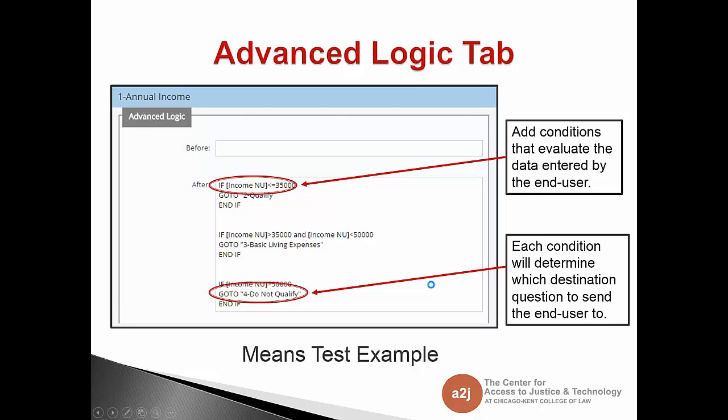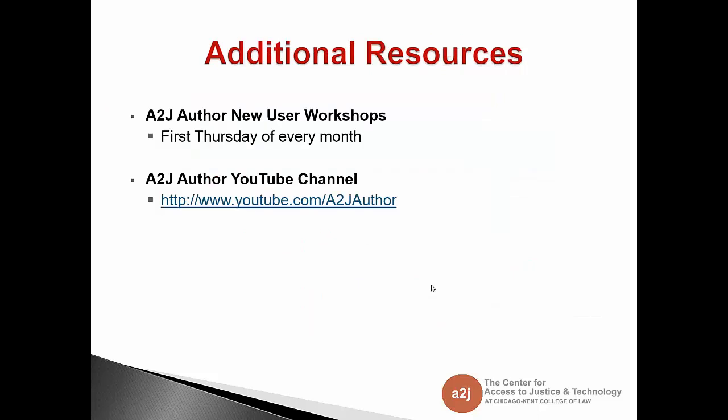So let's talk about some additional resources. As you know, since you're on this, we do have the A2J New User Workshops every first Thursday of the month. And we want to thank you guys for joining us this morning. You can also check out our library of training videos on our YouTube channel at www.youtube.com/A2JAuthor. There we've got a vast array of resources that you can use. We even have some of our old A2J Author 4.0 videos, which if you're interested in viewing, are available for you there. We've got our newest 5.0 videos there as well, and we are continuously adding to that library as we move forward. So it's really a rich resource for you to use, and we really encourage you to check that out.